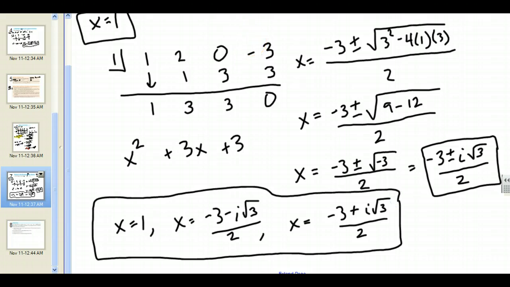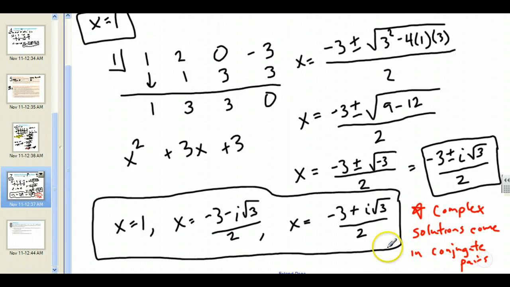Alright, and then one thing to note here, if there are any complex solutions, they always come in what we call conjugate pairs. Meaning if negative 3 minus i square root of 3 over 2 is a solution, then negative 3 plus i square root of 3 over 2 is going to be a solution. If a plus bi is a solution, then a minus bi is a solution. Conjugate means everything stays the same except that sign in between the two numbers.